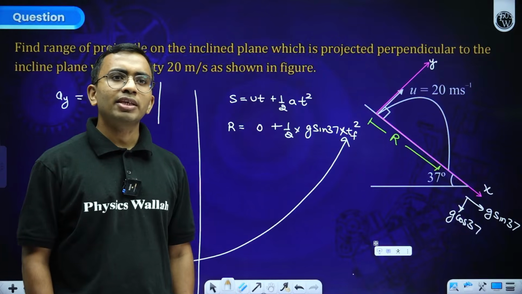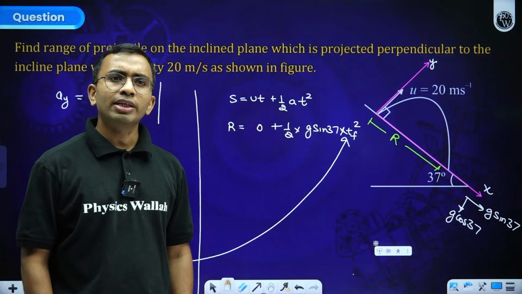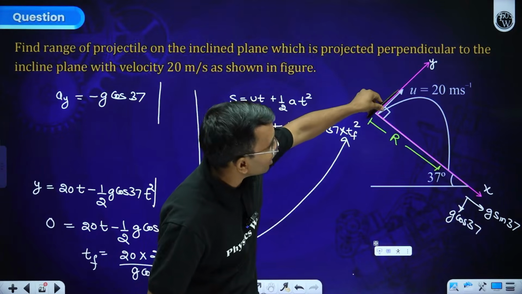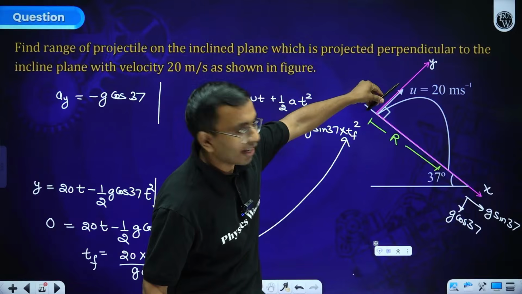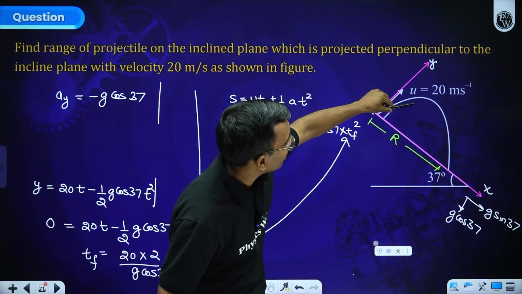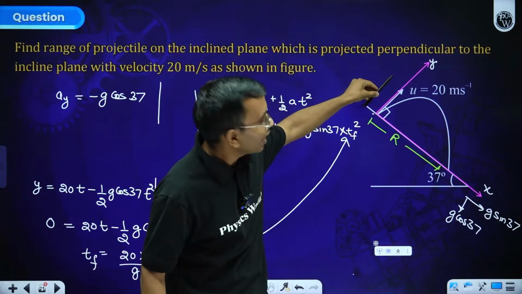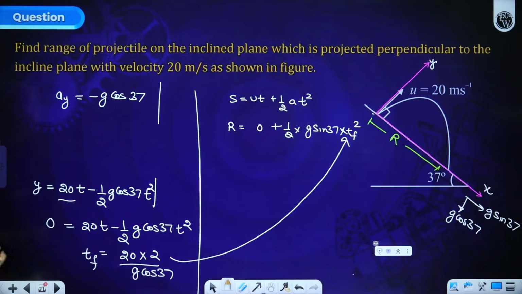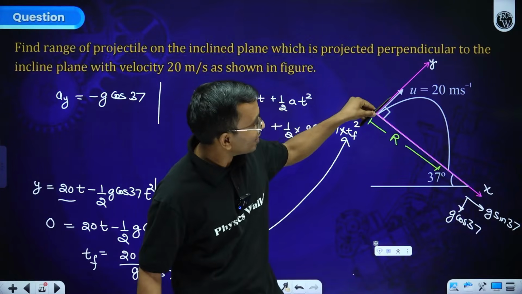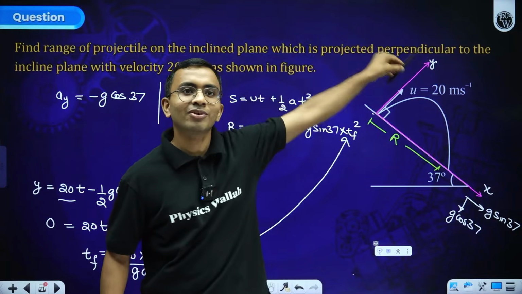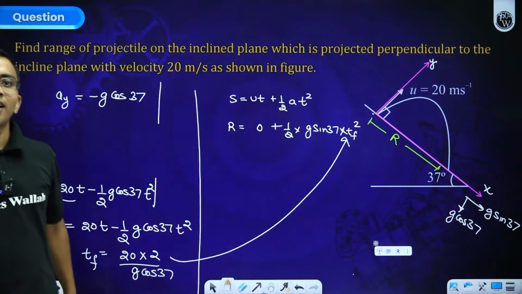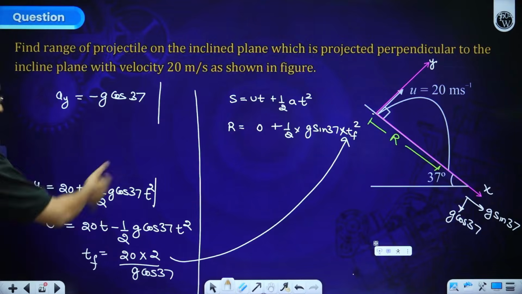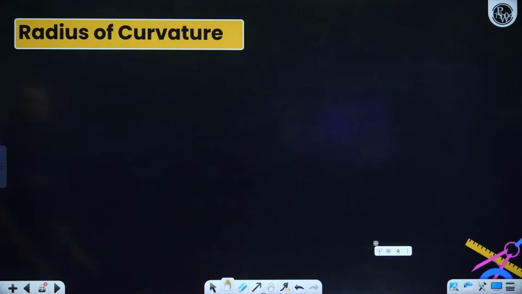Sir, please tell me how you take 20, not 20 cos of. Because it is projected vertically. It is not at some angle. If it were at some angle, then I would be taking cos theta or sin theta. If it is 20 along the y-axis, then the velocity along the y-axis is just 20. Velocity along the y-axis initially is just 20. It is projected along the y-axis only. Hello, Arohi. So you can just do the calculations here and you will get your answer.